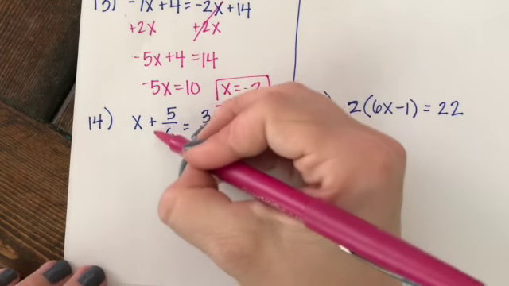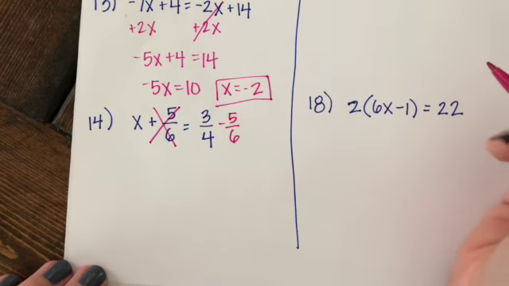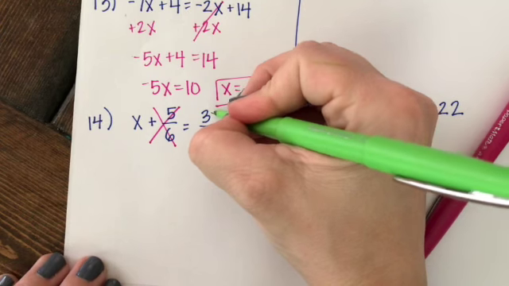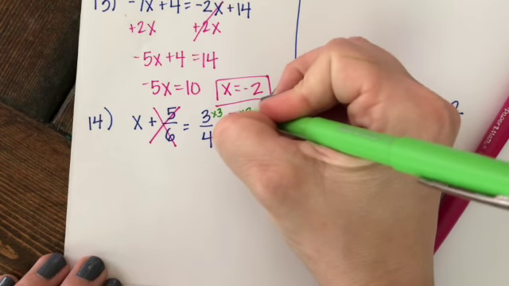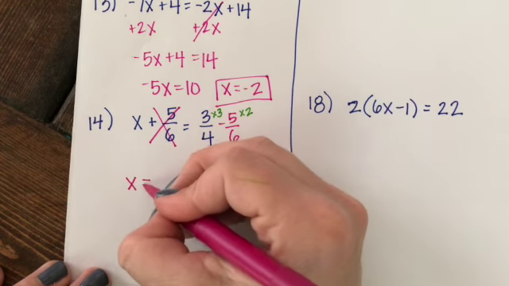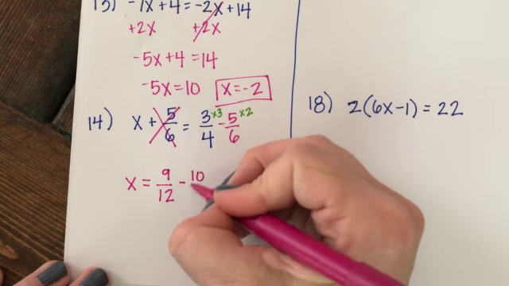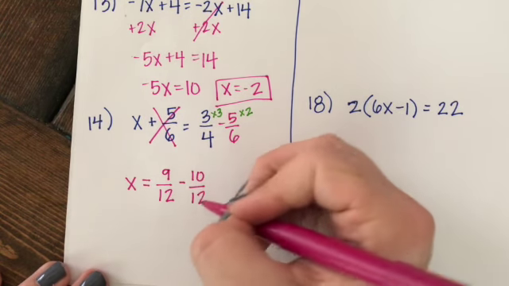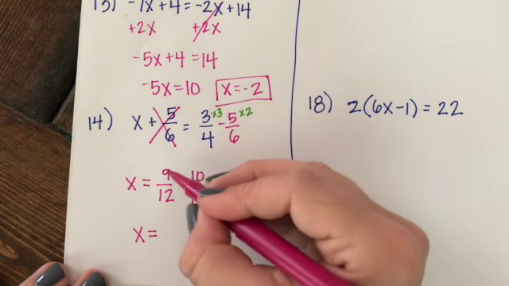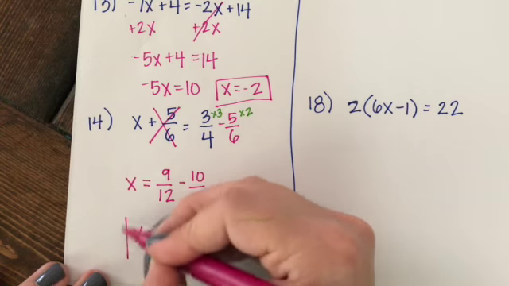Number 14, the opposite of adding is subtracting. So I'm going to subtract 5 over 6. Common denominator between 4 and 6 is 12. So this is times 3. This is times 2. So x equals 9 over 12 minus 10 over 12. They have the common denominator, so I just do the operation with the numerator. 9 minus 10 is negative 1 over 12.